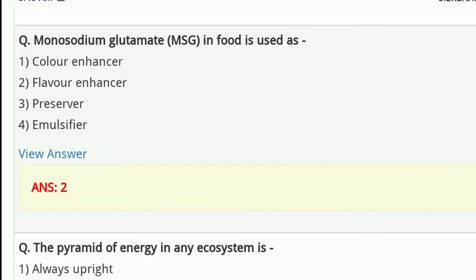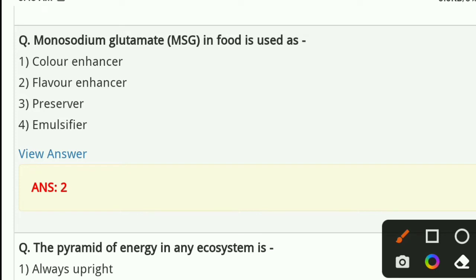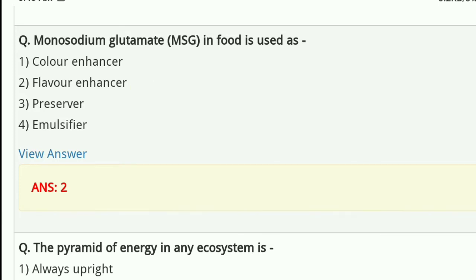Second question is, monosodium glutamate, MSG, in food is used as. Answer is flavor enhancer. That is the right answer.